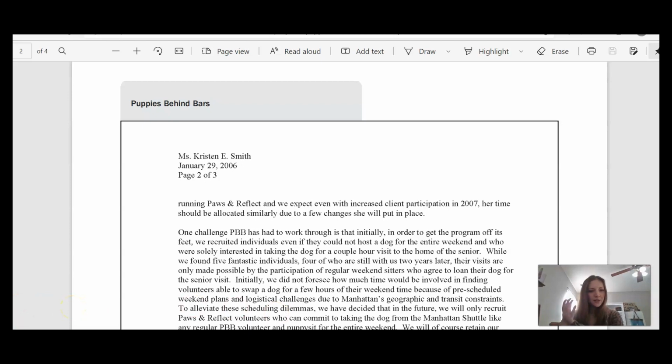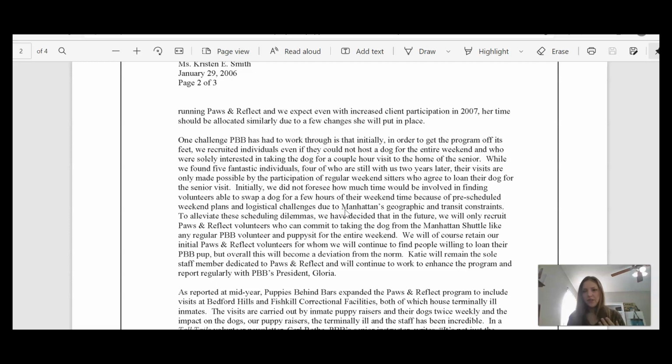Another thing that I really appreciate here, and I think that a funder would appreciate, is this paragraph. They're talking about a challenge that they had, specifically with recruiting volunteers in a particular way. But they don't stop there. They then talk about how they went ahead and addressed that challenge and some of the solutions they were able to come up with to tackle that problem that they had.